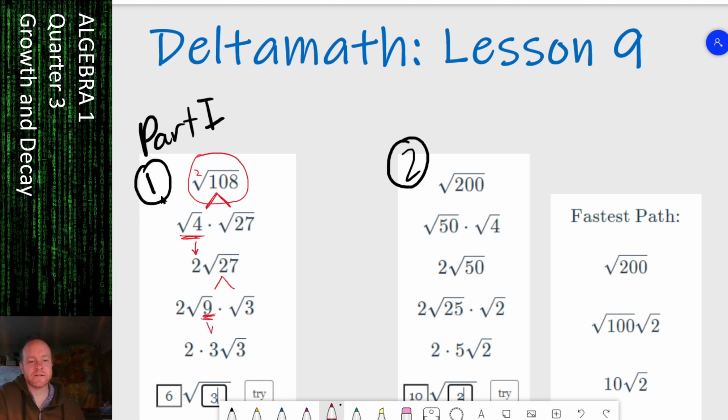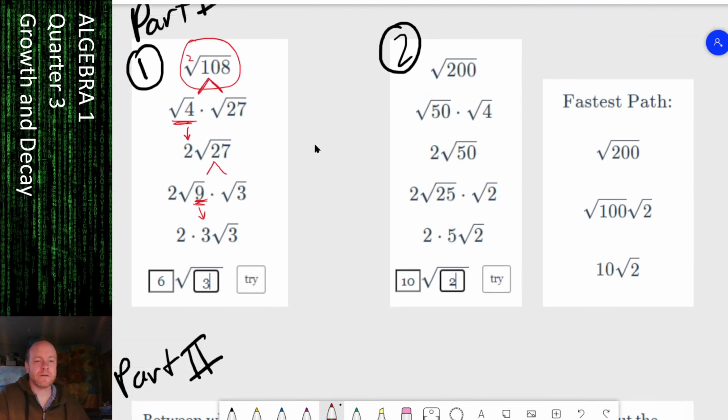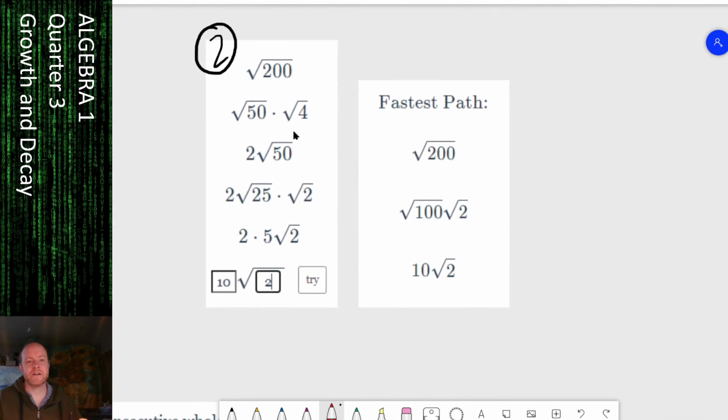Square root of 9 turns into 3, and now we have 2 numbers outside the square root sign, and we multiply them together, and we have our answer. We have a square root of 3 left behind. One more example of this type.